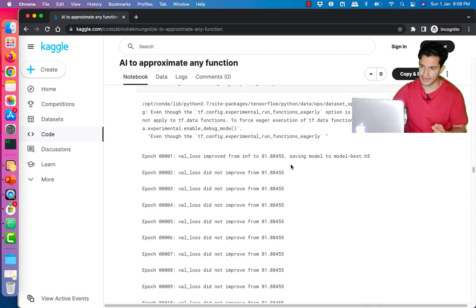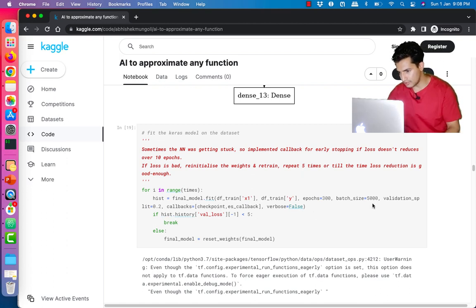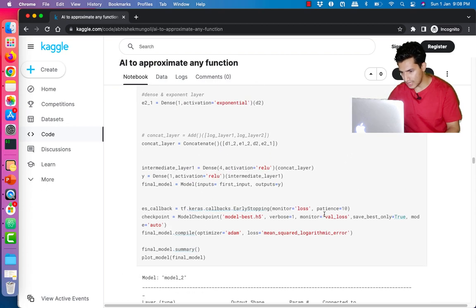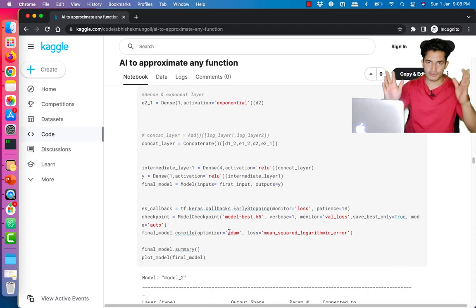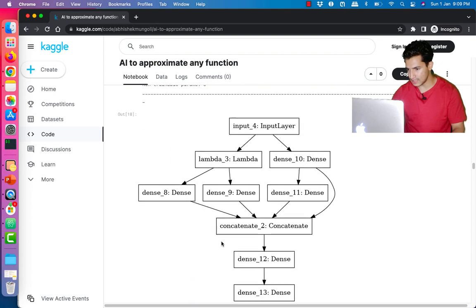One more thing that happened was, sometimes the neural network was not training, it was getting stuck. You can see the loss is stuck at 81.88. So what I did for these cases was reinitialize the weights, and I found that on reinitializing the weights, the neural network starts training. So I have put a callback here, with patience equal to 10. If the neural network is getting stuck for 10 epochs, it tries a different initialization of weights and then starts trying to learn.